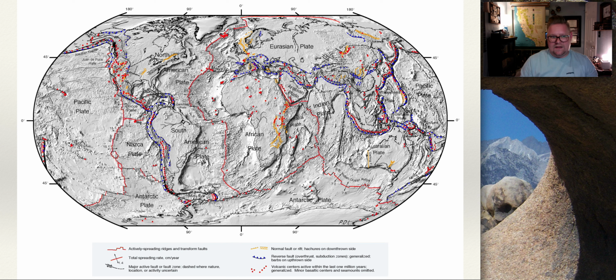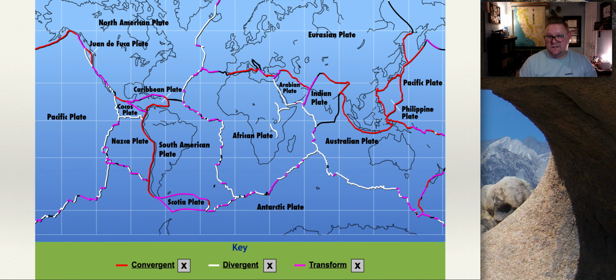So let's simplify this diagram to like this. I think this is about as simple as I can make it. So we have red, which is convergent, white is divergent, and then pink is transform, which is also known as strike slip. So we can see here as an example, this is an excellent example. This is the San Andreas Fault.